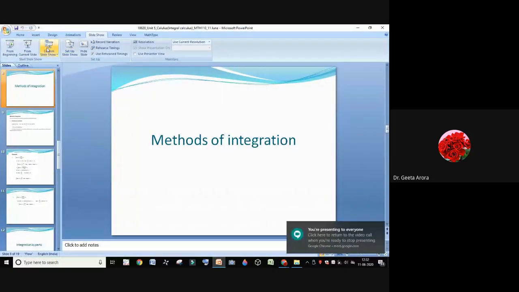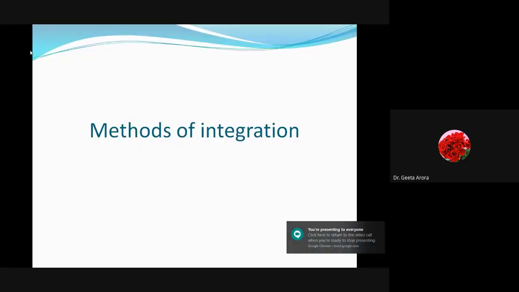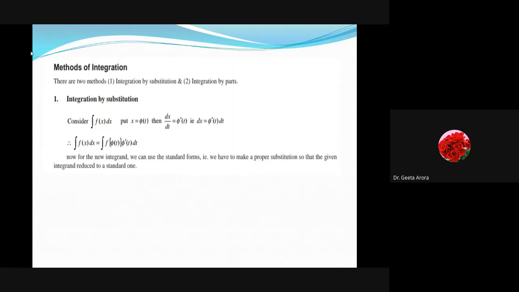Let me continue with the lecture. Now we are going to study the methods of integration. Till now we have learned about the standard formulas. The first method of integration is integration by substitution. Sometimes it is possible to directly integrate the expression which is given to us, whenever it is given as a sum or difference or just multiplied by a constant. Whatever we have learned as a property, there we can find the integration directly.